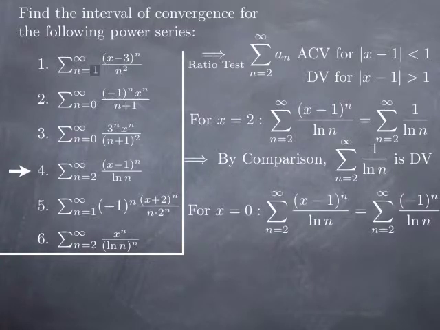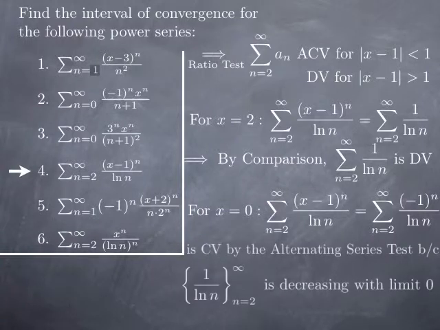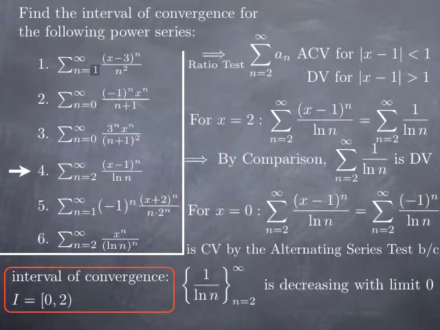Now looking at the other endpoint at x equals 0, if I plug x equals 0, I get (negative 1) to the n divided by ln of n for the general term. And therefore what I obtain is an alternating series. And the sequence of absolute values is 1 over ln of n, which is decreasing with limit 0, and therefore by the alternating series test, the series is convergent. So we have this interval from 0 to 2, where the series is convergent at 0, divergent at 2, and therefore the interval of convergence is the interval [0, 2), where we include 0 and exclude 2.